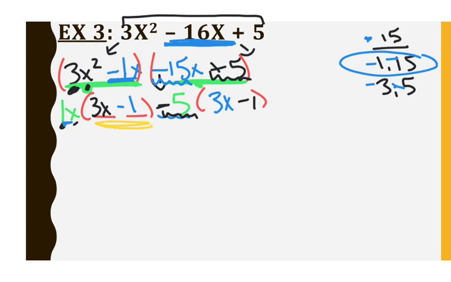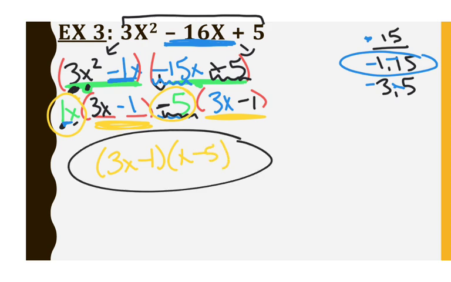Remember that in these sets of parentheses, you should have the exact same thing, which we do. So that's the first part of our answer, 3x minus 1. The second part is what's out in front of them. So 1x minus 5. And this is our final answer.